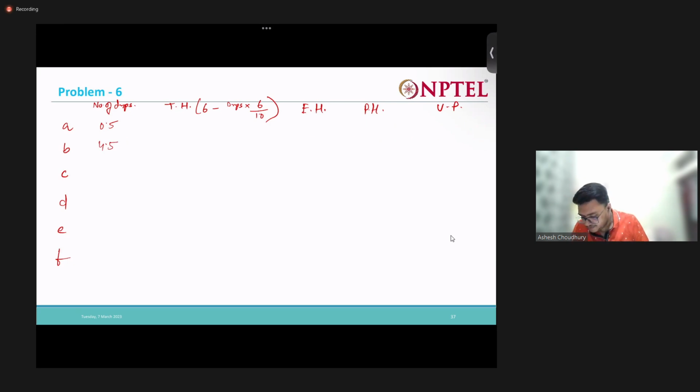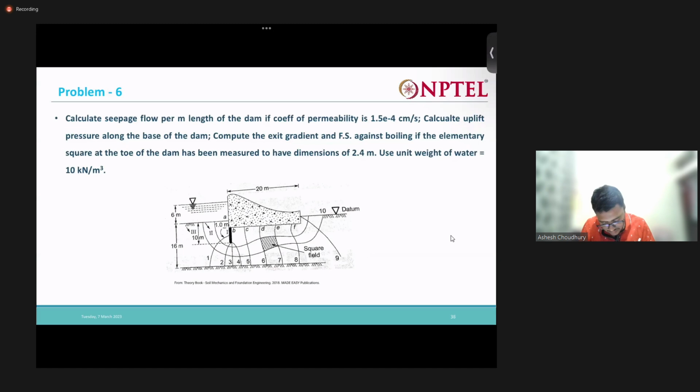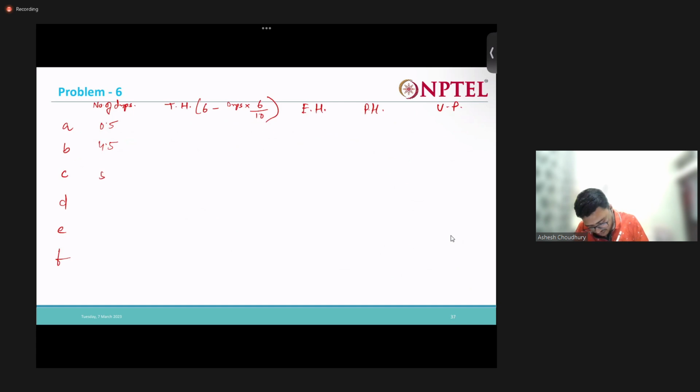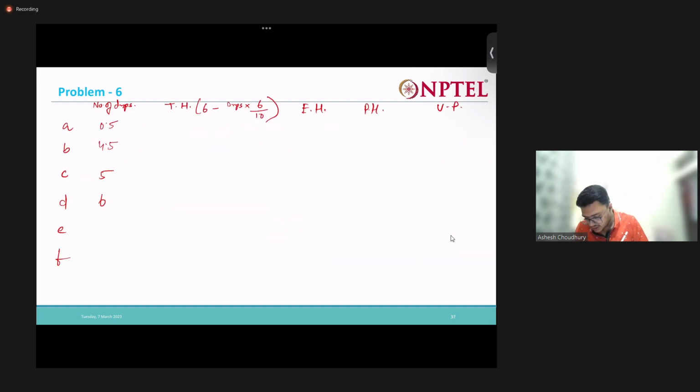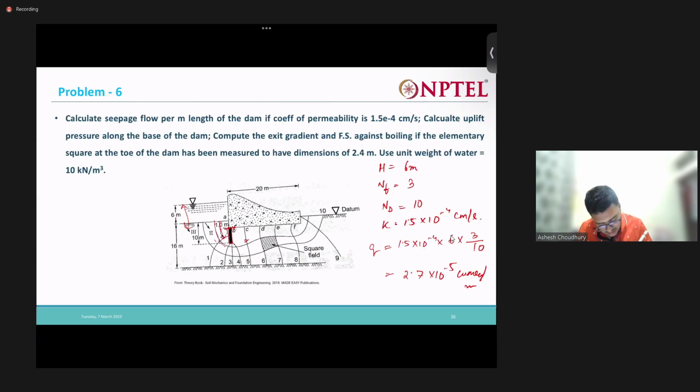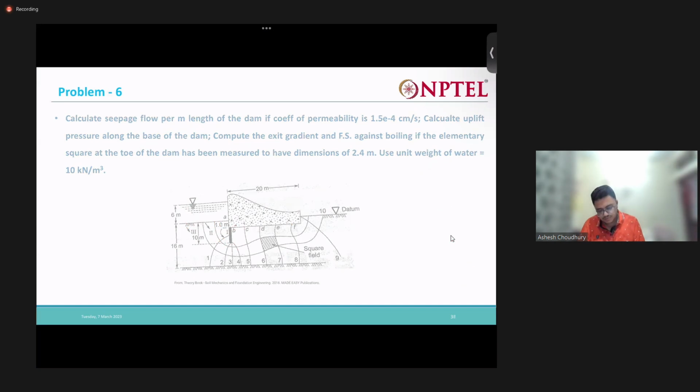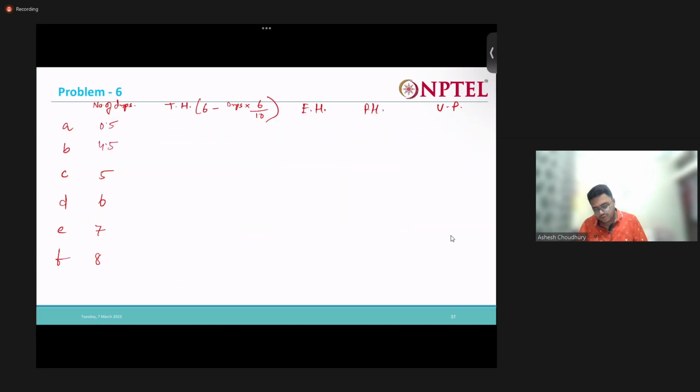Then point C, you see, it's in the fifth drop, right? So 5. D, if you tell me the number of drops, D is 6, then E is 7, and F is 8. F is here. Now my total head will be 6 minus 0.5 into 6 by 10. If we do this, for the first one it will be 5.7, for the second one it will be 3.3, third one 3.0.